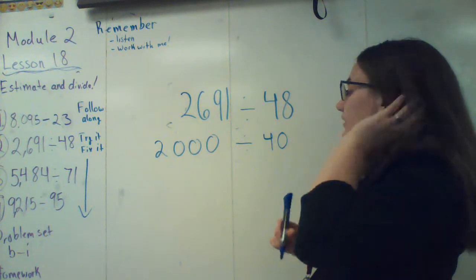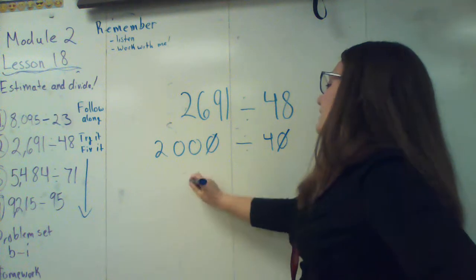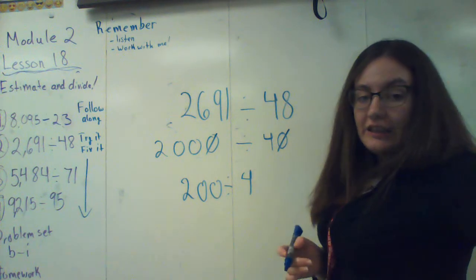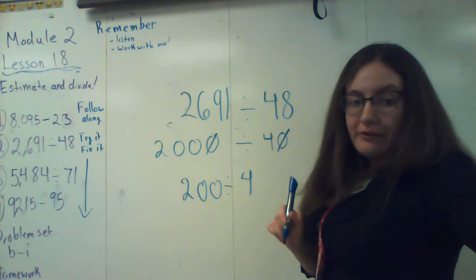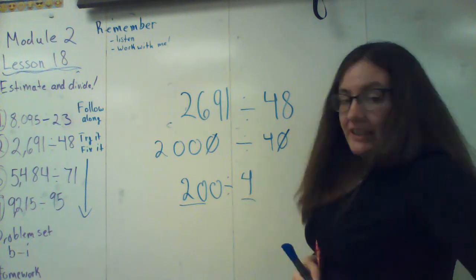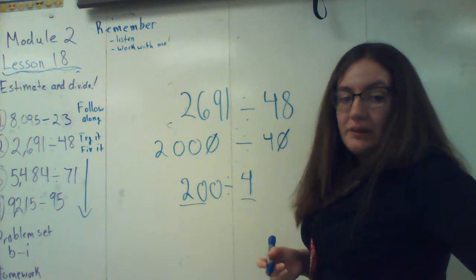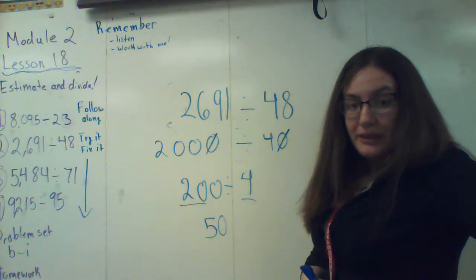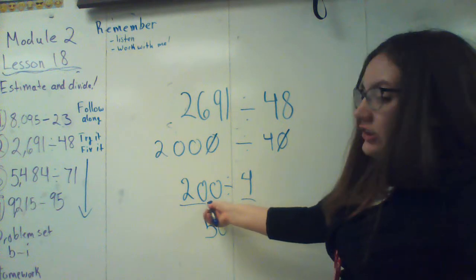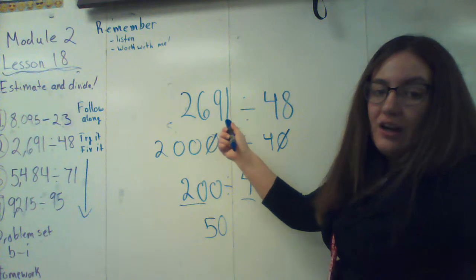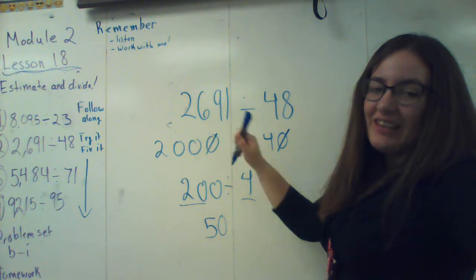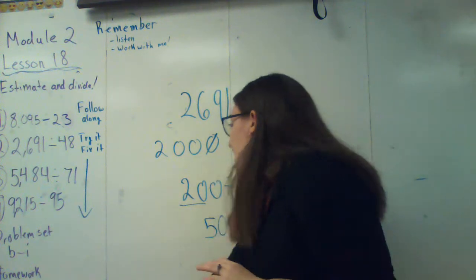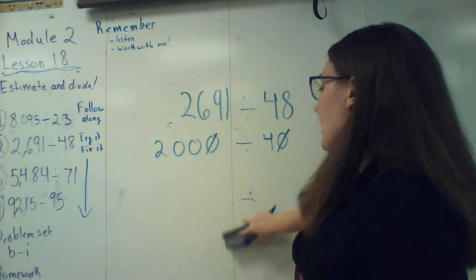So we're going to do 2,000 divided by 40. I'm going to cross off a couple zeros, and then I have 200 divided by 4. I know I can't do 2 divided by 4, but I can do 20 divided by 4. 20 divided by 4 is 5, and then I just bring down that 0, and my answer would be 50. Since I rounded 2,000 all the way down from 2,691, my estimate might be a little bit off because of that. So let me show you another option.